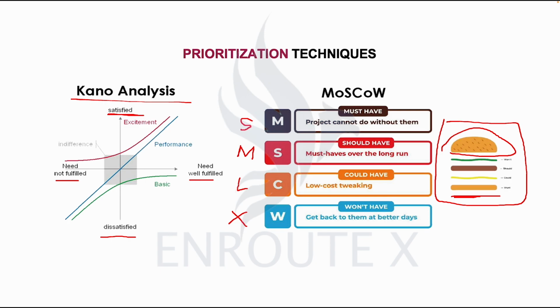Then you can see the won't have as the greens. For some people, greens are not necessary. It's a won't have.